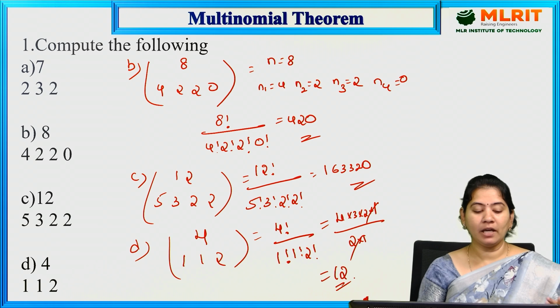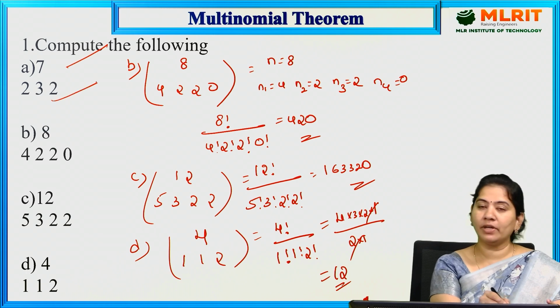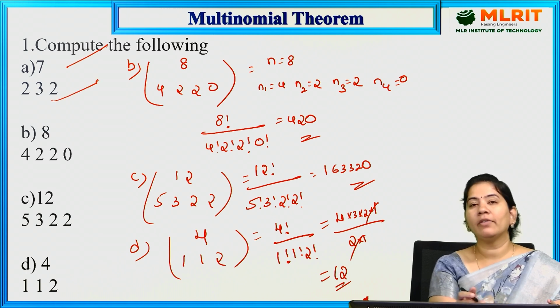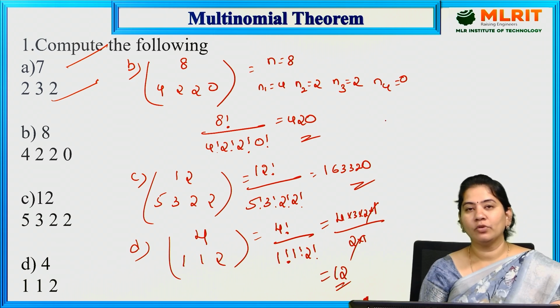So this is how you need to solve it. If the question says compute the following, you have to consider the top number as the n value and the rest as n1, n2, n3 values, and there will not be any coefficients to write down on the right side. That is how you have to solve the problem.